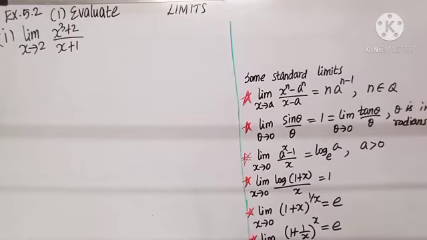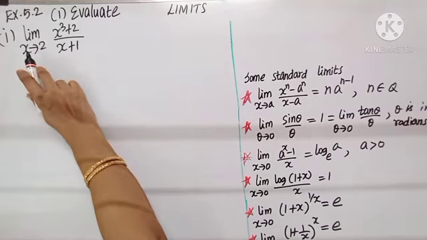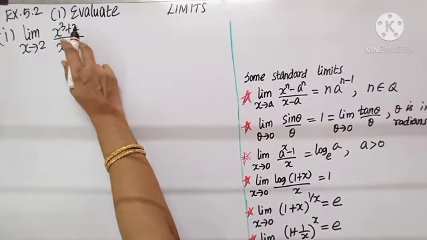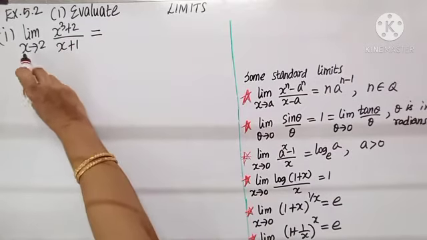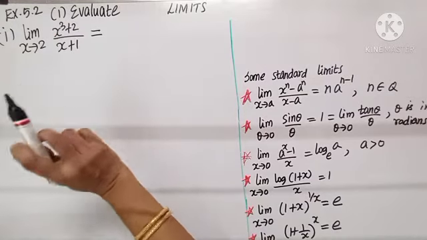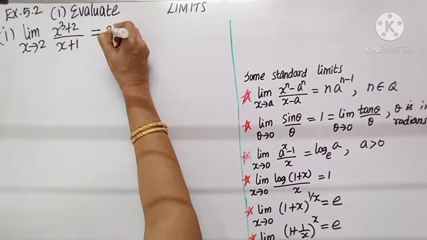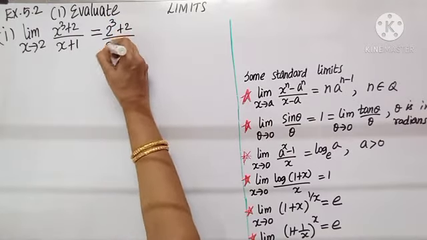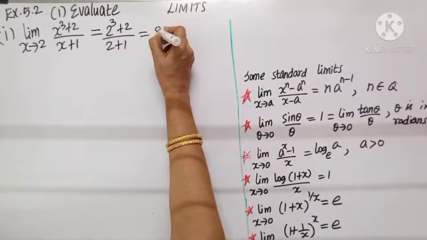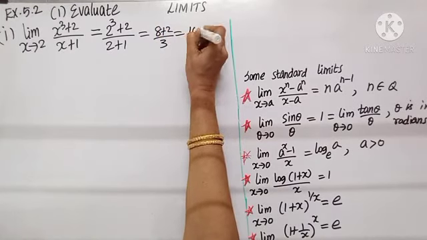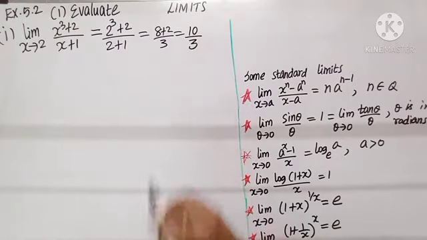Exercise 5.2 question number 1. Evaluate the following limits. Subsection 1: limit x tends to 2, x cube plus 2 by x plus 1. As I see the problem, let me directly substitute. That is the first method. Wherever x is coming, put 2. So it becomes 2 cube plus 2 by 2 plus 1. 2 cube, 2 into 2 into 2, 8 plus 2 by 3, or my answer is 10 by 3. It is a proper limit. So that is my answer.